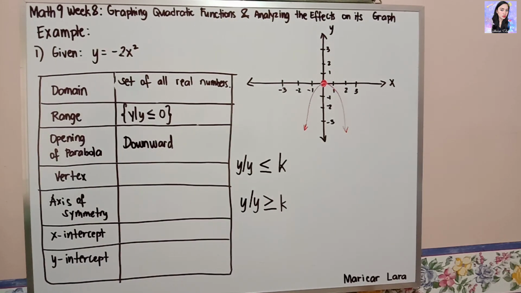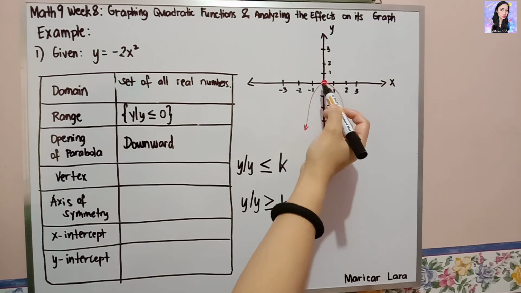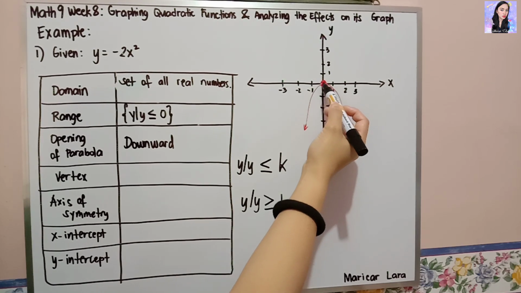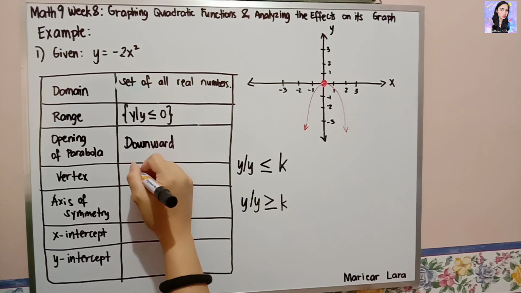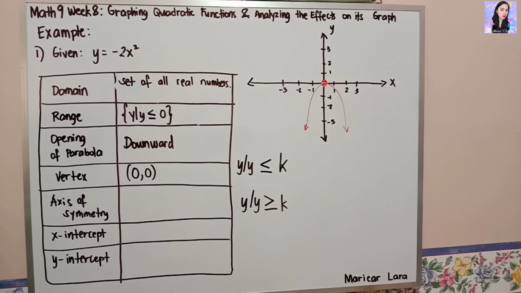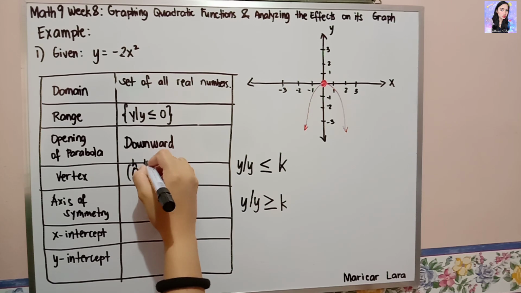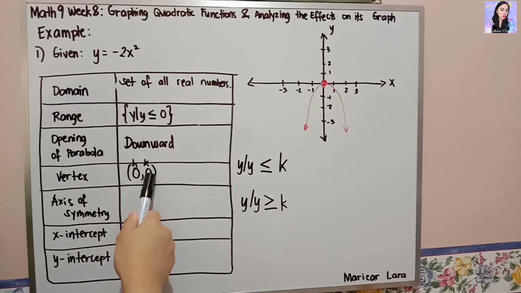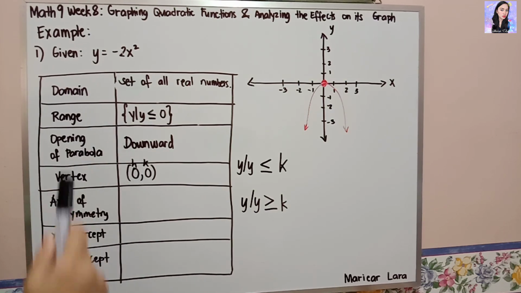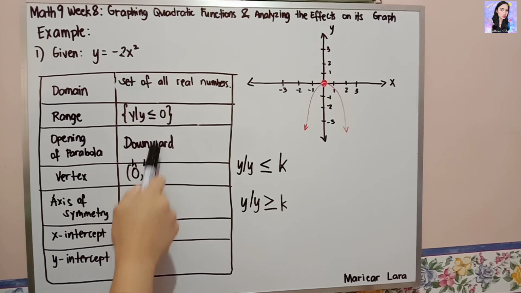Next ay yung vertex. So, ito yung vertex na sa ating graph. Ito yung vertex. So, siya ay nasa origin o 0, 0. Okay? So, ilalagay dito ay 0, 0. So, yan ang ating vertex. So, itong vertex natin, ito yung H, K. So, ito yung K. So, kung gusto mo, ito muna ang vertex ang unahin mo sagutan bago yung range para hindi ka malilito. So, tingnan mo dito ang K ay 0.